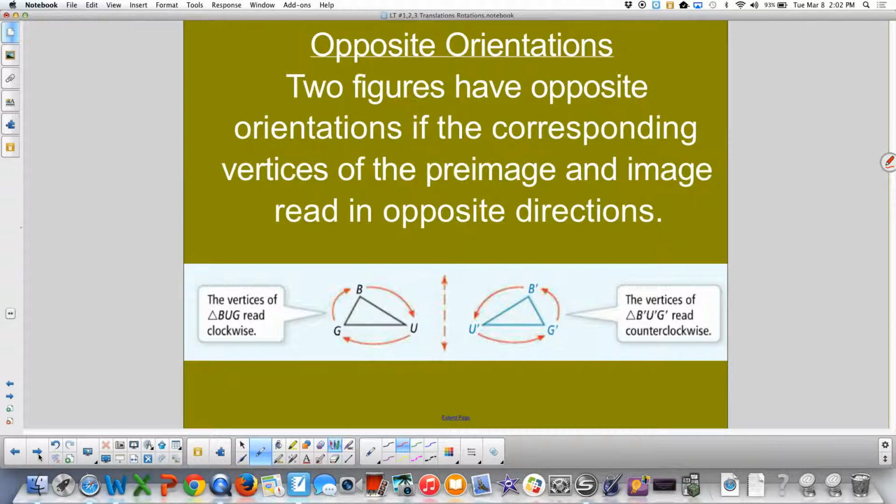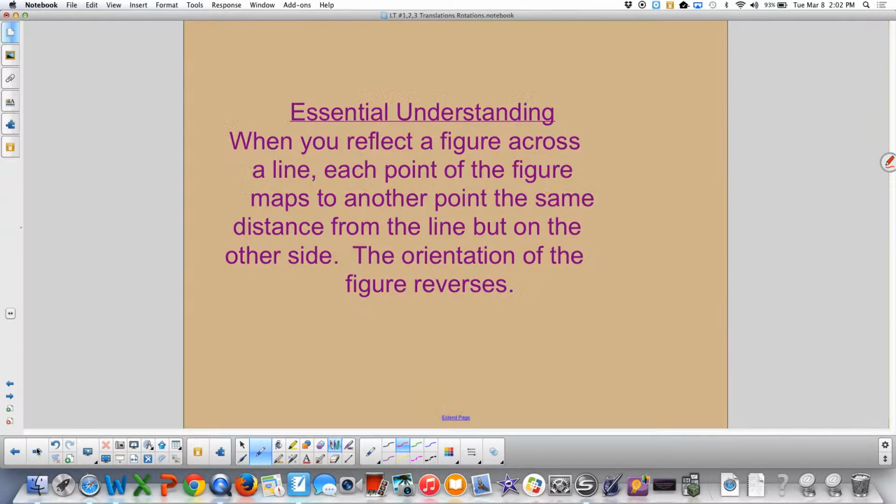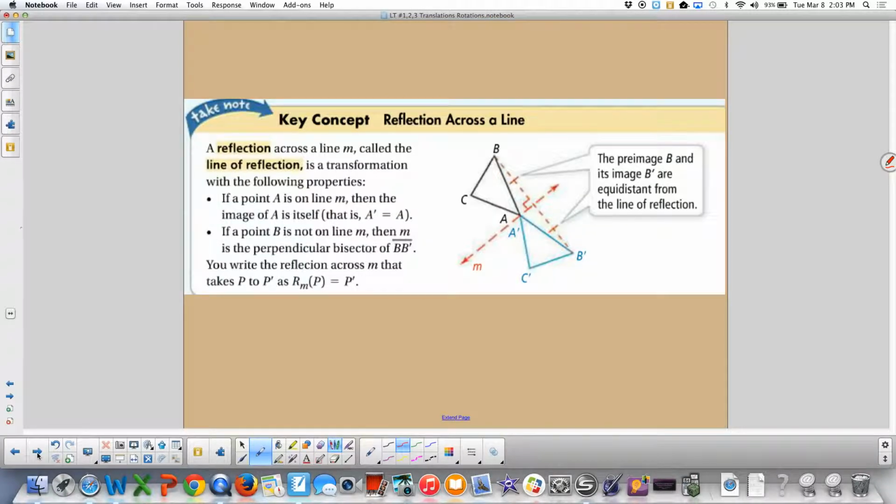Now we're going to look at something that will give us opposite orientations. And that means two figures have opposite orientations if the corresponding vertices of the pre-image and the image read in opposite directions. So a BUG reads B prime, G prime, U prime. We go opposite orientations. When you reflect a figure across a line, each point of the figure maps to another point the same distance from the line, but on the other side. So the orientation of the figure reverses.